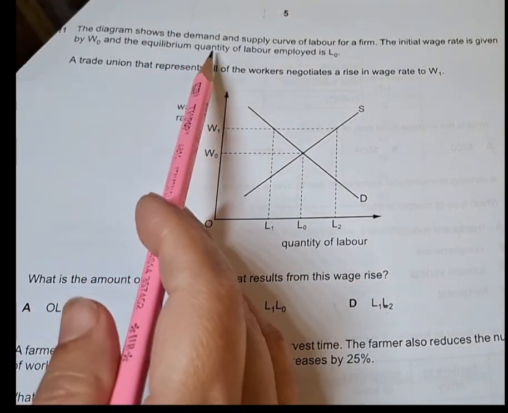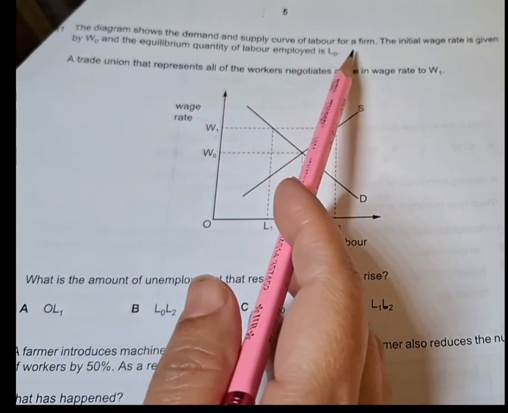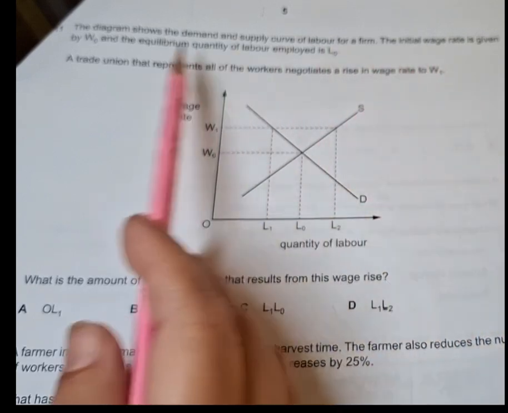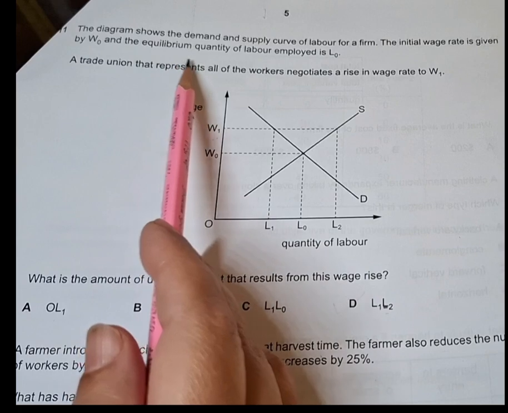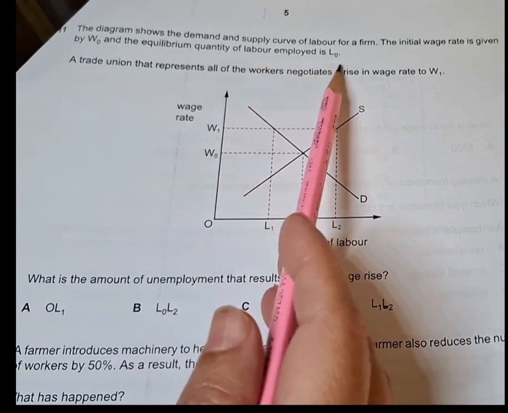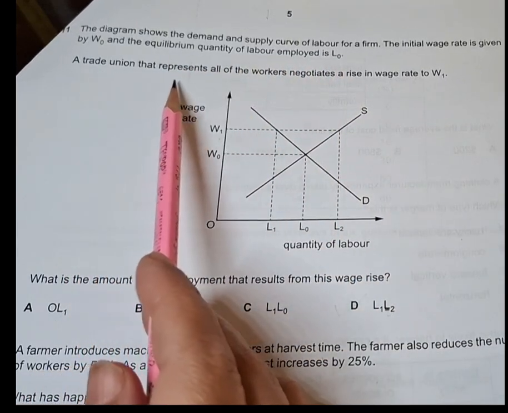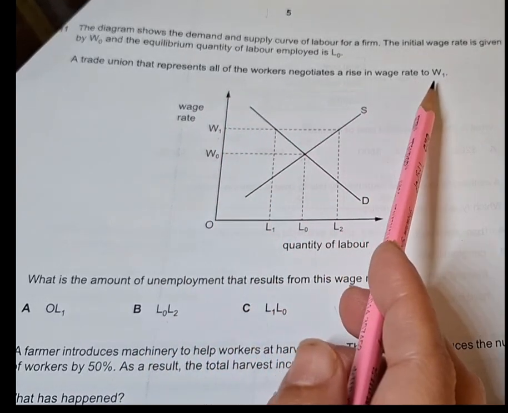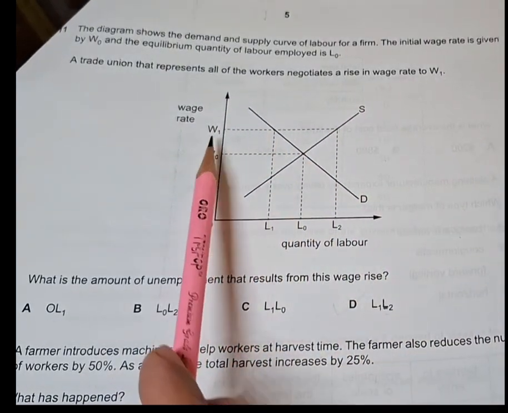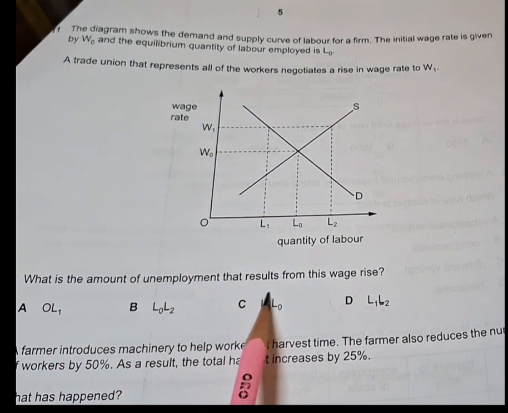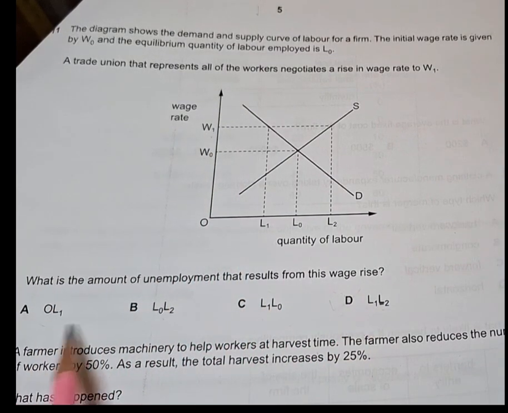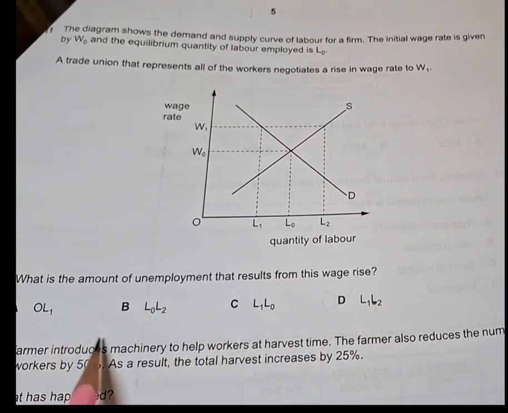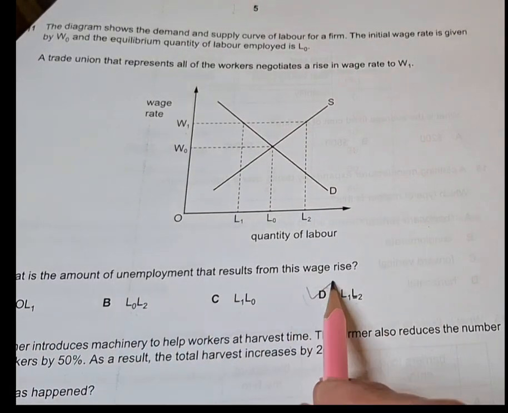The diagram shows the demand and supply curve of labor for a firm. The initial wage rate is given by W0 and the equilibrium quantity of labor employed is L0. A trade union representing all of the workers then negotiates a rise in the wage rate to W1. What is the amount of unemployment that results from this wage rise? A. OL1. B. L0 L2. C. L1 L0. D. L1 L2. Correct answer is L1 L2.